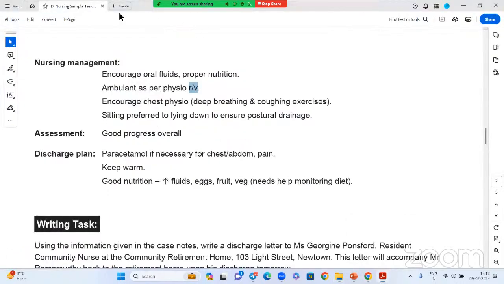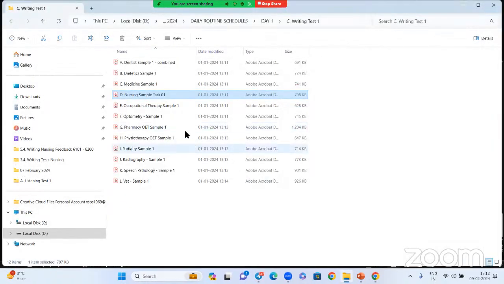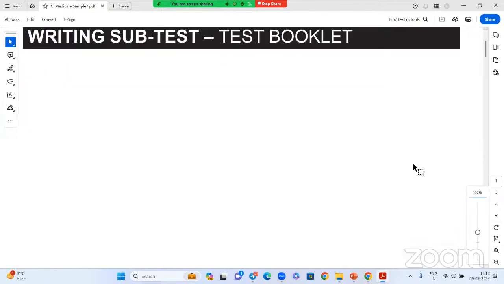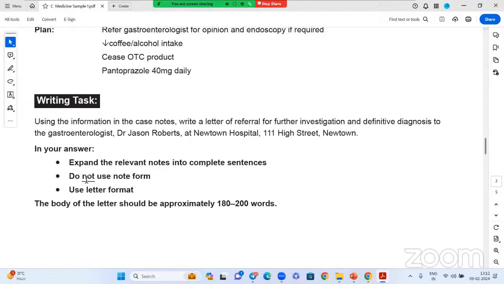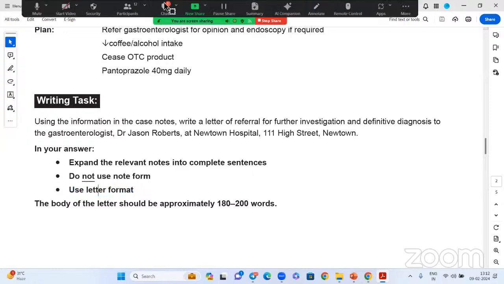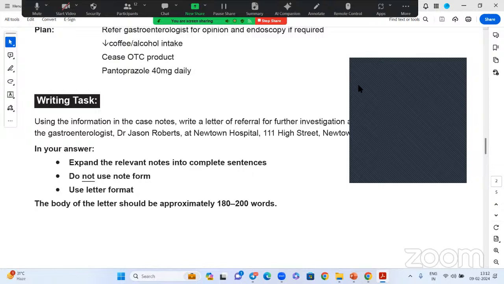Now let us check one medical letter. Medical letters also follow the same thing. It applies everywhere. You just have to follow the rules. Do not use note form, and expand the relevant notes into complete sentences. Do not use note form, use letter format. Follow it very clearly, everywhere, whether reading, listening, writing or speaking.